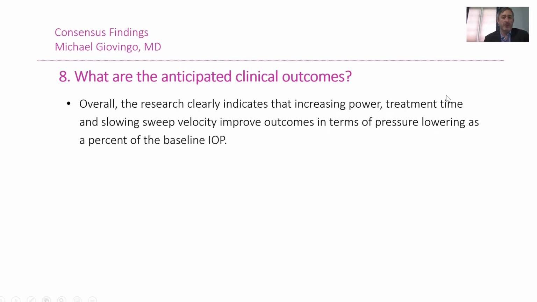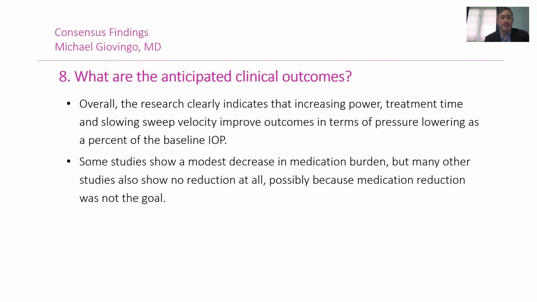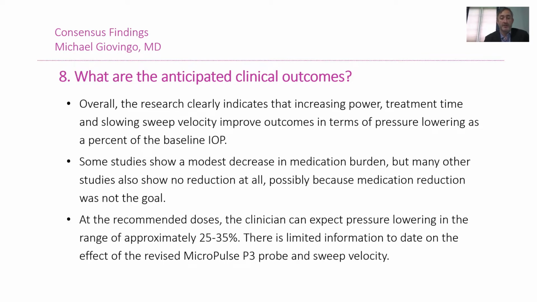Okay. Overall, the research clearly indicates that increasing power, treatment time, and slowing sweep velocity improve outcomes in terms of pressure lowering as a percent of the baseline IOP. Some studies show a modest decrease in medication burden, but many other studies show no reduction at all, possibly because medication reduction was not the goal. At the recommended doses, the clinician can expect pressure lowering in the range of 25 to 35%.